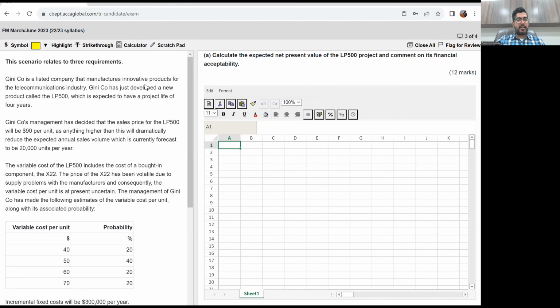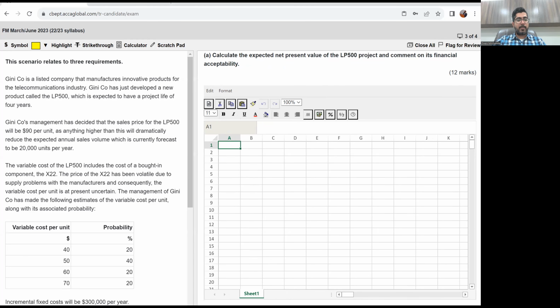GINI is a listed company that manufactures innovative products for the telecom industry. GINI has developed a new product called LP500, which is expected to have a project life of 4 years. 4-year life and the product name is LP500. GINI's management has decided that the sale price of LP500 will be $90 per unit.